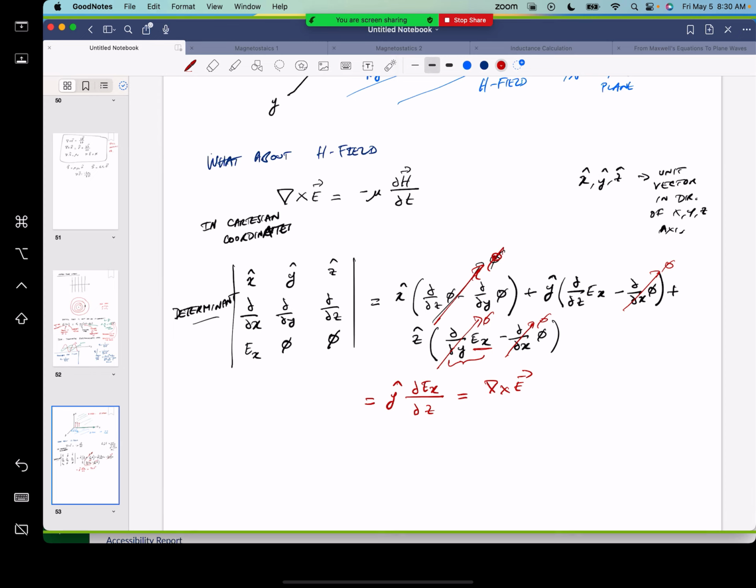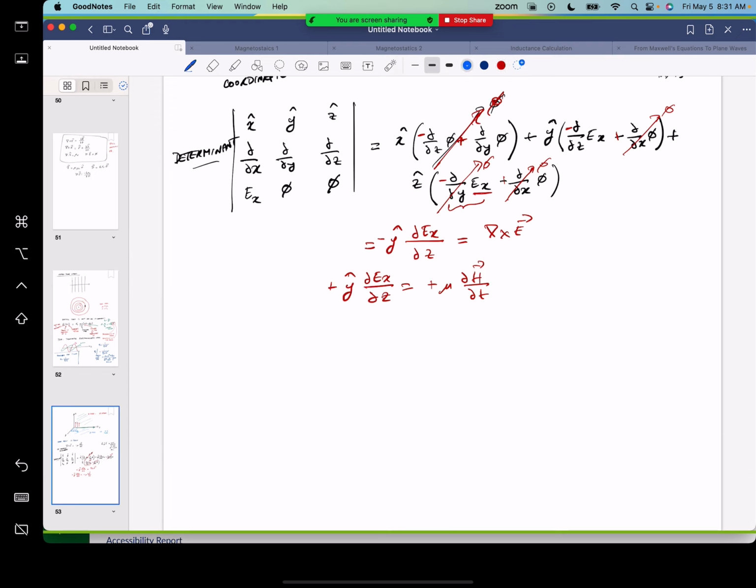And so basically we can set this curl of E equal to this guy. That was the whole point of doing that. So it is minus... oh, sorry, I screwed up, guys. I had it right the first time. So it was this minus this guy is equal to minus mu dH/dt. So these two cancel each other out. And basically, this is what we end up with. And now we can integrate both sides of that equation.